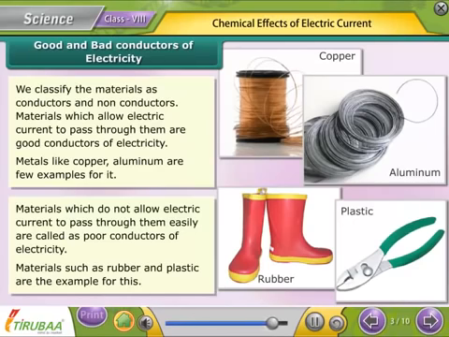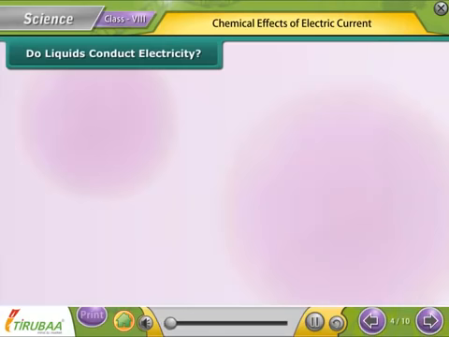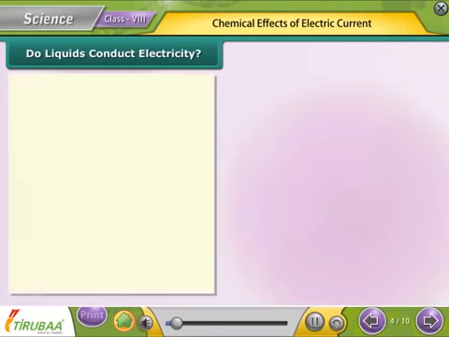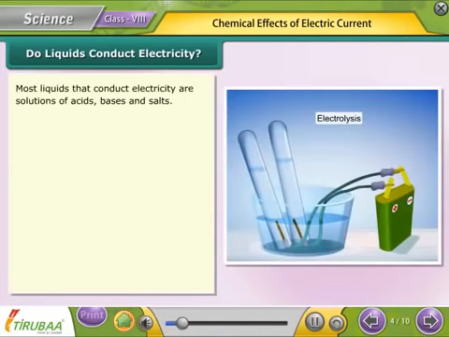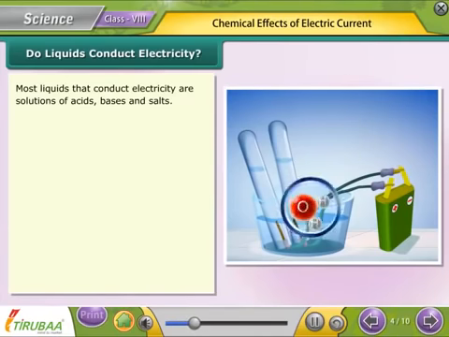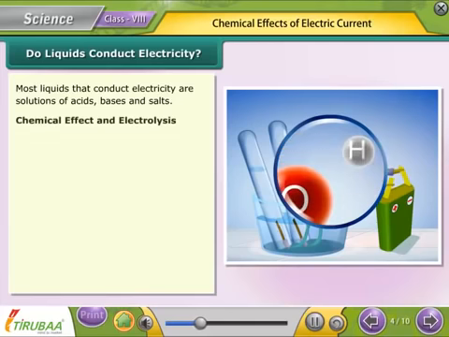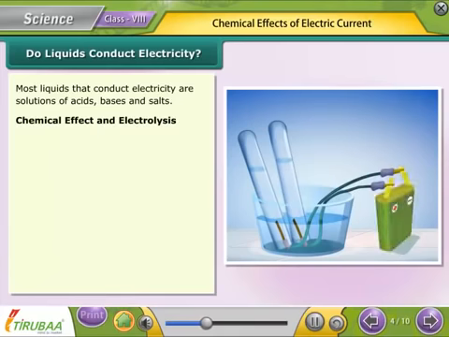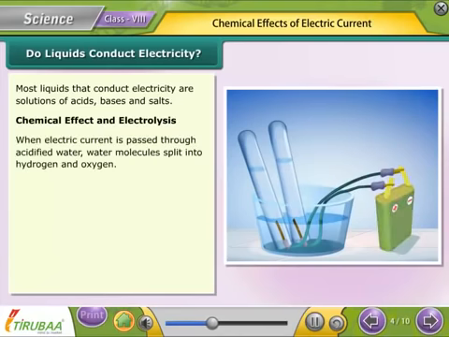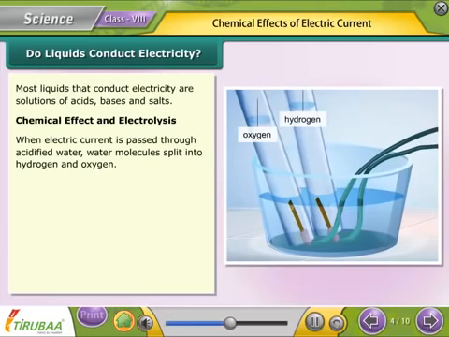We use a tester to test the conductivity of materials which are in solid state. Do liquids conduct electricity? Most liquids that conduct electricity are solutions of acids, bases and salts. Chemical effect and electrolysis. When electric current is passed through acidified water, water molecules split into hydrogen and oxygen.